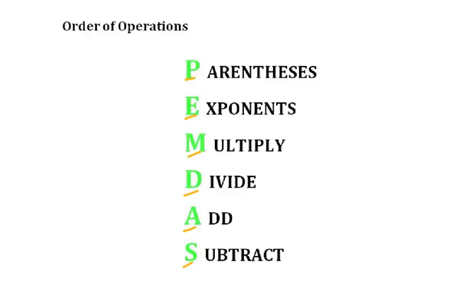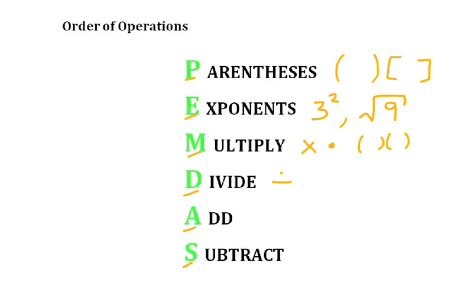Parentheses are grouping symbols, and also include brackets. Exponents involve a power, so for example 3 to the power of 2, 2 is the exponent. Exponents also include radicals, so for example the square root of 9 is 3. Multiplication, we're used to seeing using either the times symbol with a little x or the little dot. Also, parentheses next door to each other can indicate multiplication.